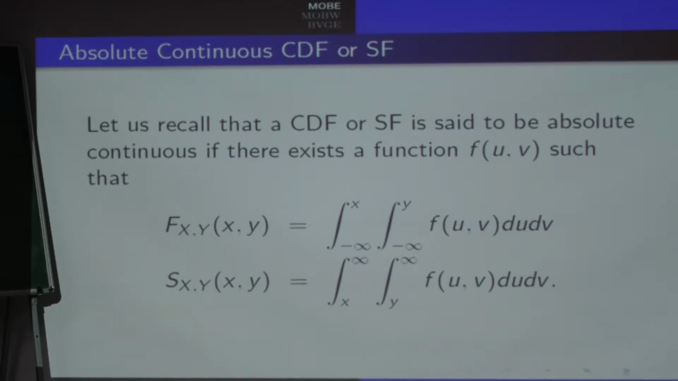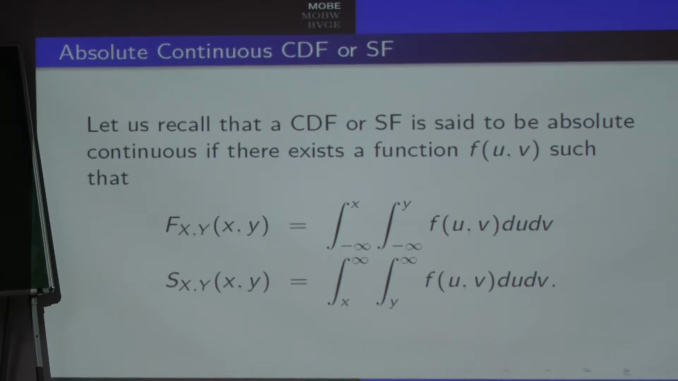Exactly the same way, if I look at the survival function, there exists an f of uv such that f of uv is greater than or equal to 0, and then it can be written as the integral from x to infinity and y to infinity. So I will call a bivariate distribution function absolutely continuous if I can find an f of uv which is in this form. Similarly, a bivariate survival function is absolutely continuous, and equivalently so, if there exists an f of uv which is in this form. Okay, so that's what we have.